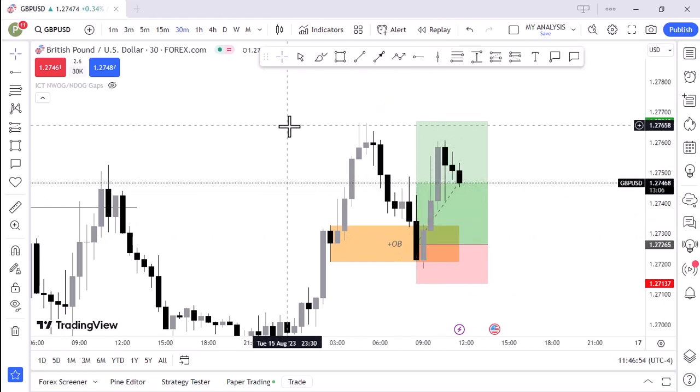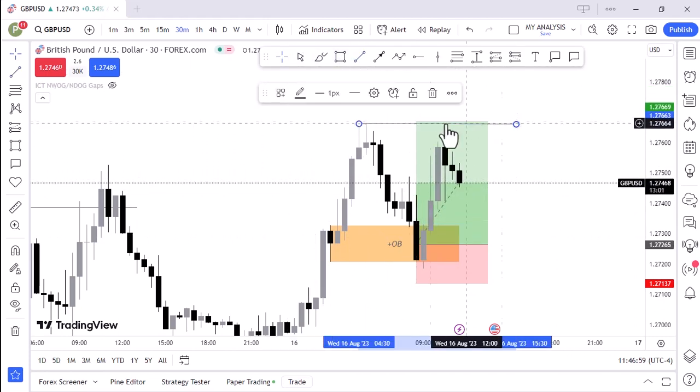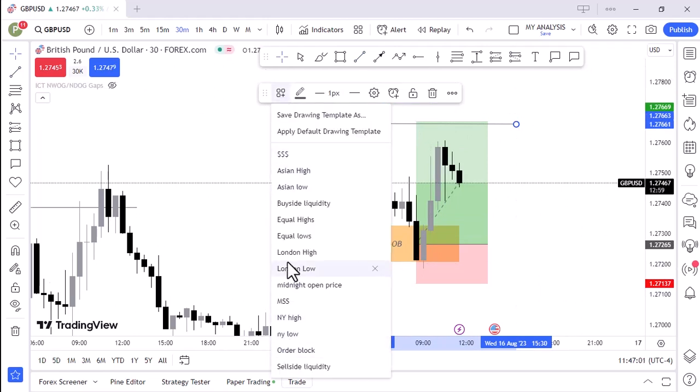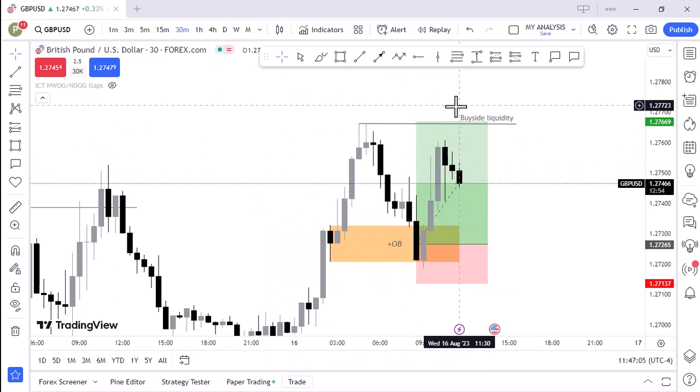So I'm just gonna wait for it to clear out this buy side. Just wanted to clear out this buy side liquidity. That's where my TP is. I'm expecting it to go up and clear that buy side.